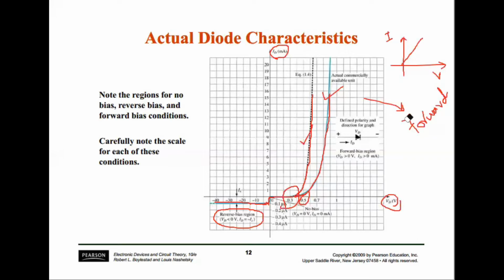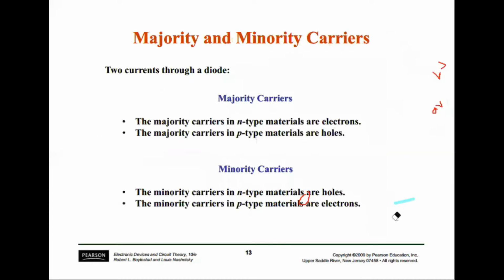Let's move on. We have discussed majority and minority carriers in each slide, and you can also see here that the majority carriers in n-type materials are electrons, while the majority carriers in p-type materials are holes. Okay, and so on.